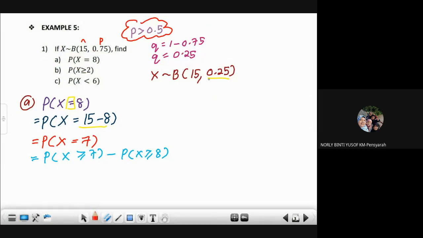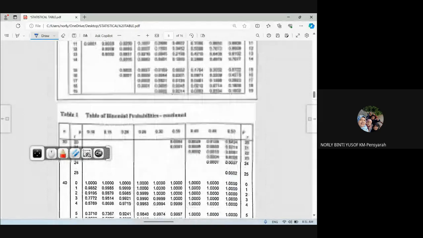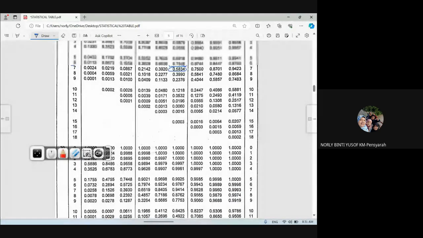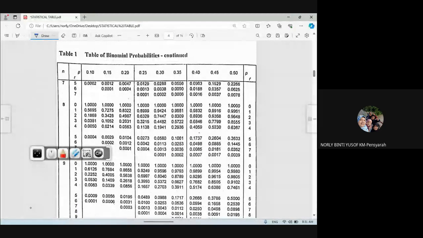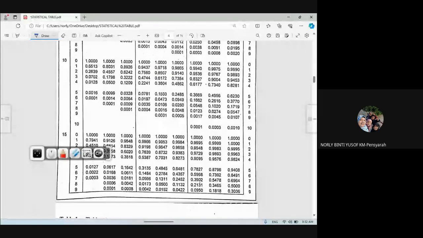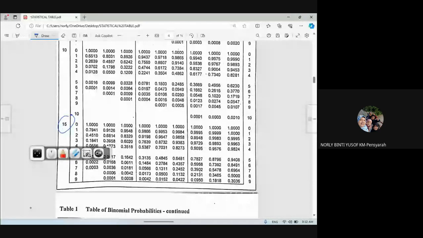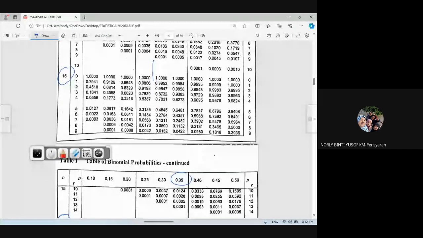Baca table untuk yang sekarang ni, P yang you boleh baca lah 0.25 and 15. So 0.25 and 15. Kita akan pergi kat sini. 15 atas lagi. 0.25 kat sini lah. So line ni. Okay, 0.5. Okay, 15. Ni 0.25 punya line. 0.5 sini tadi. Line ni. So 0.25. Tapi you nak 15 and you 7 dan 8. So 7 ni lah. Ni 7, 8.